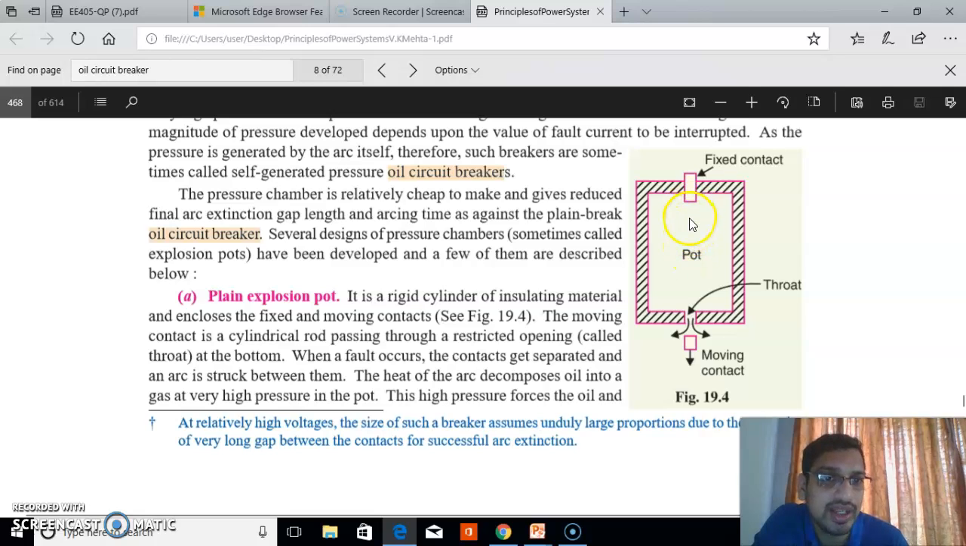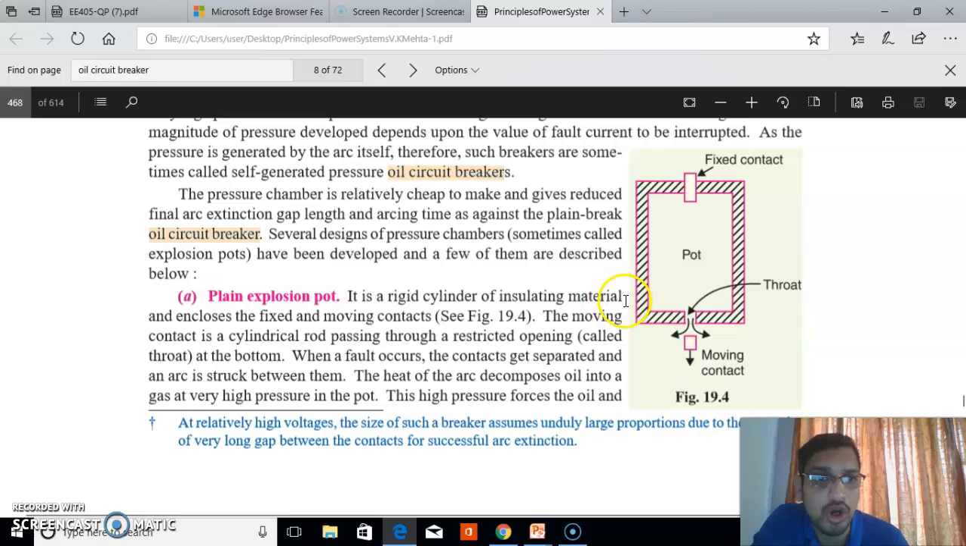Okay, so a gap is produced and an arc is formed, and along with the arc, heat is generated. This heat causes the hydrogen bubble, and it extinguishes the arc between the contacts. Suppose this moving contact is pulled down from the fixed contact, and after some time it moves out of the port through the opening, so that a complete arc extinguishing can occur. Okay, so that is the plain explosion port.